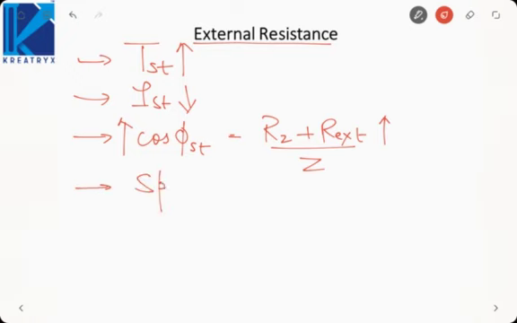It can be used for speed control. We can control the speed of induction motor by means of this external resistance.